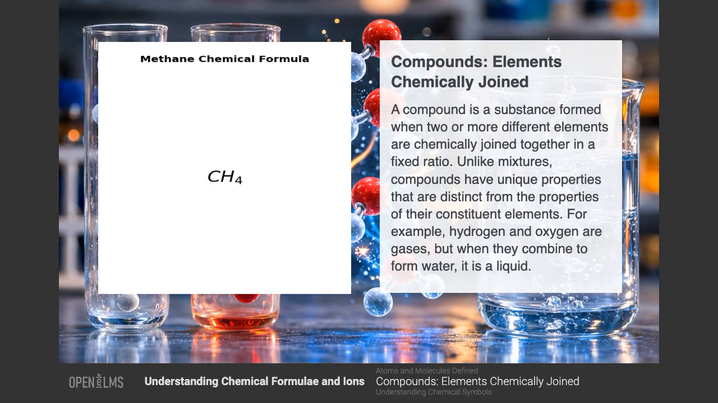Compounds, elements chemically joined. A compound is a substance formed when two or more different elements are chemically joined together in a fixed ratio. Unlike mixtures, compounds have unique properties that are distinct from the properties of their constituent elements. For example, hydrogen and oxygen are gases, but when they combine to form water, it is a liquid.